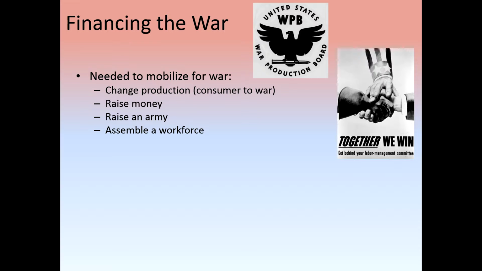So all of these factories that were producing things just for consumers are now going to start producing things for the war instead. We need to raise money, we need to raise an army, and we need to assemble a workforce. We need more people working in these factories, especially if we're going to have a draft and send soldiers off to fight. We're going to have people taking the jobs in the factories that the soldiers are leaving behind.